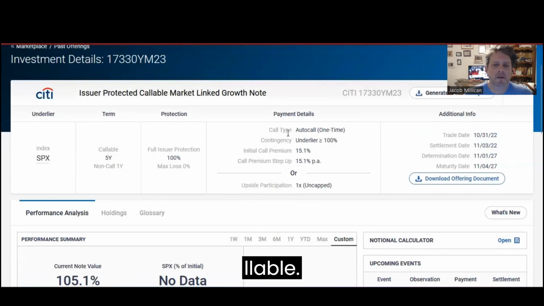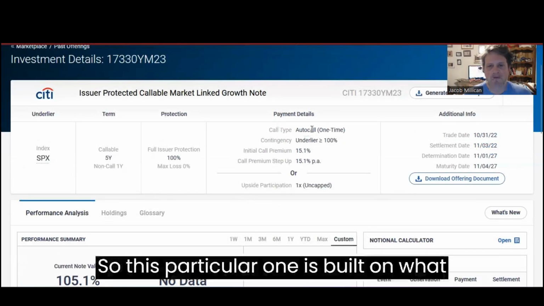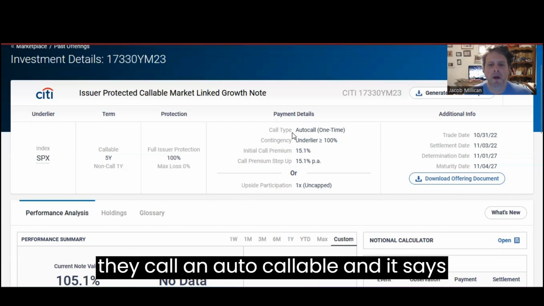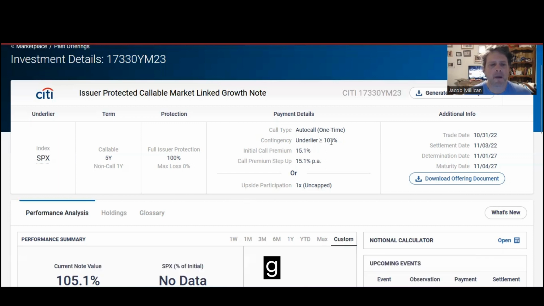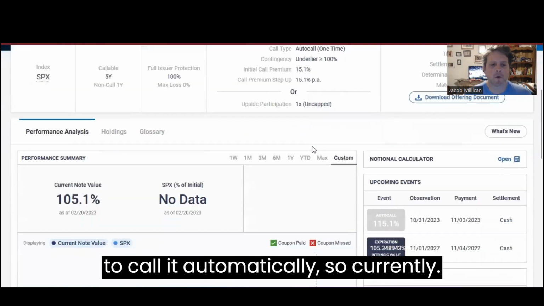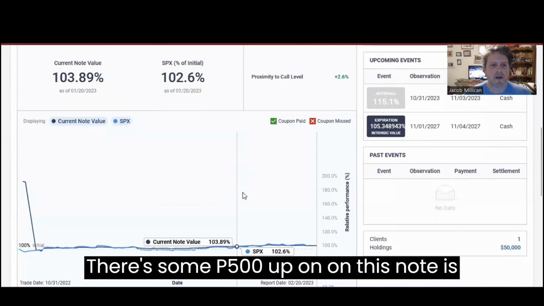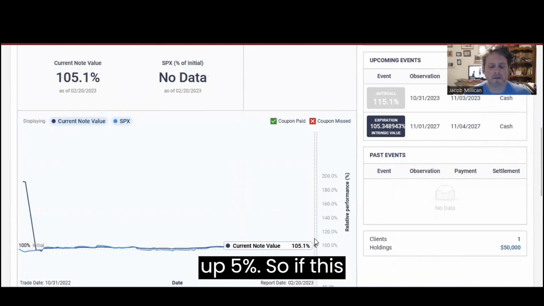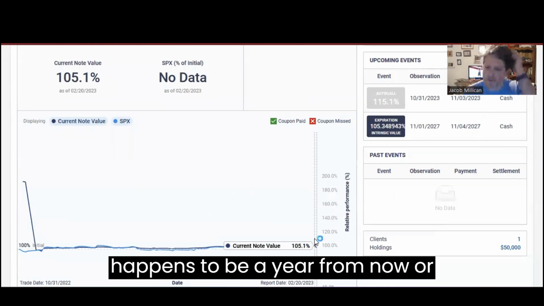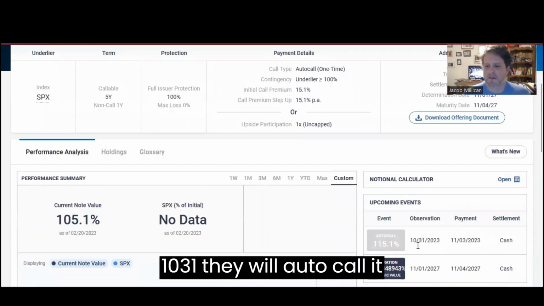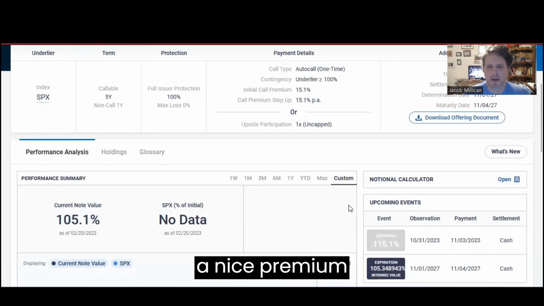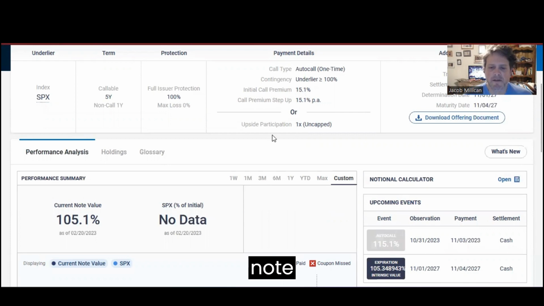But we also mentioned that this note is callable. This particular one is built on what they call an auto callable. It says if the underlier is greater than 100% in 1 year, then we're going to call it automatically. Currently, the S&P 500 on this note is up 5%. So if this happens to be a year from now, on 10/31, they will auto call it if the S&P 500 is up, and you will get a premium of 15.1%, which is a nice premium based on this note.